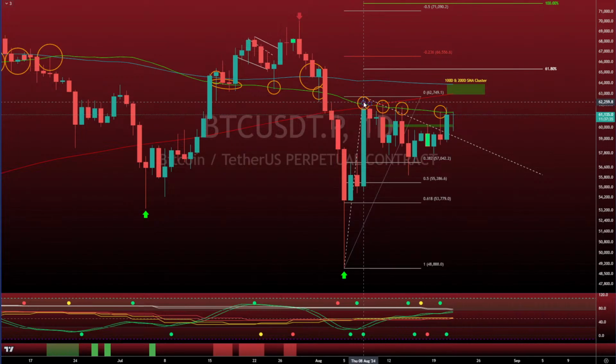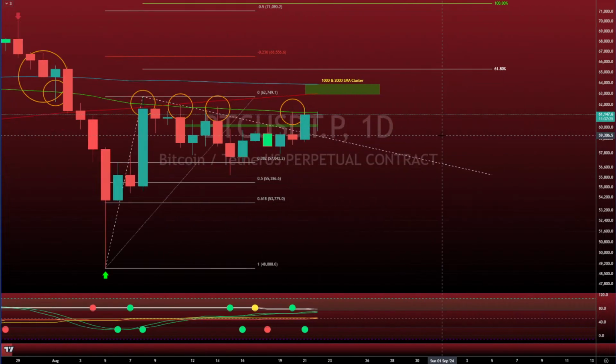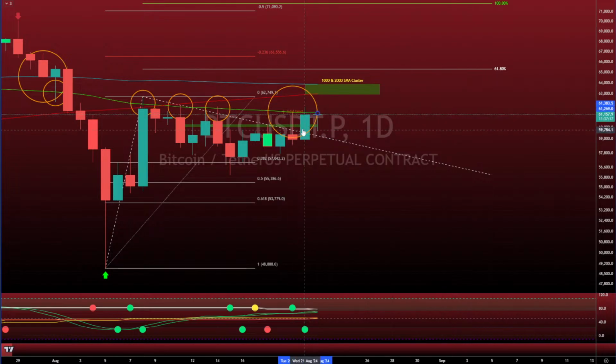August 8th, we had a test. We had another one here on the 11th. And then we had another one here on the 14th. We had two tests over the last 2 days. So let's just zoom in on that for a moment. We had a test of that, a swift rejection, but then we've had follow through. We did have some follow through on that yesterday.